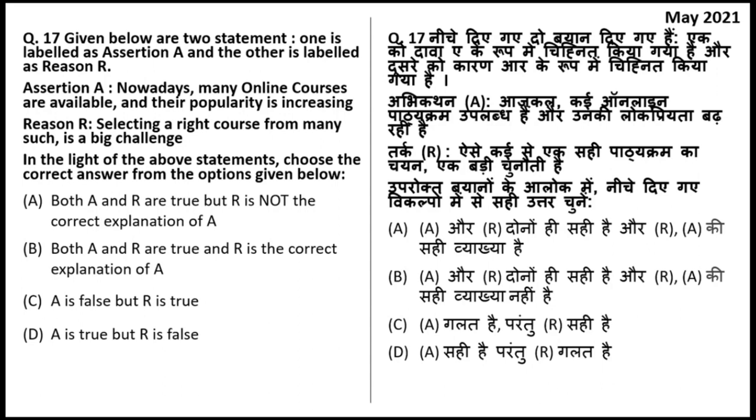Assertion says nowadays many online courses are available and their popularity is increasing. Reason is selecting a right course from many such is a big challenge. So here the assertion is true. Online courses that are available are continuously increasing, but the reason is not right. The reason should explain why online courses or their popularity is increasing. Individually, the statement is correct that choosing a right course is very difficult because there are so many options, but it is not the correct explanation of the assertion. So here the right answer is option A.